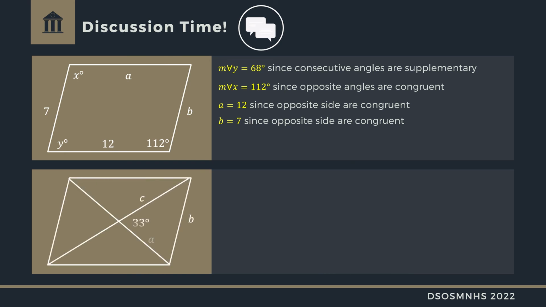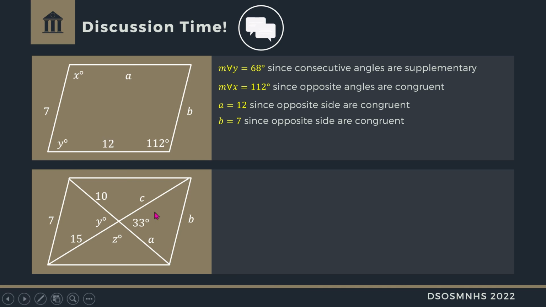Second example. To illustrate more of the properties of a parallelogram, we have this second example. The first we will mention is the 10. This 10 is half of one of the diagonals. So 10 is opposite side A. Side B is opposite 7. Then segment C is half of the other diagonal, 15. So what is your idea of the values of A, B, and C?